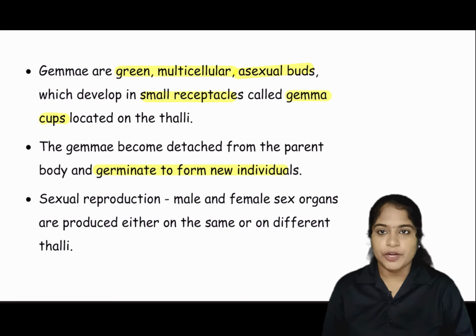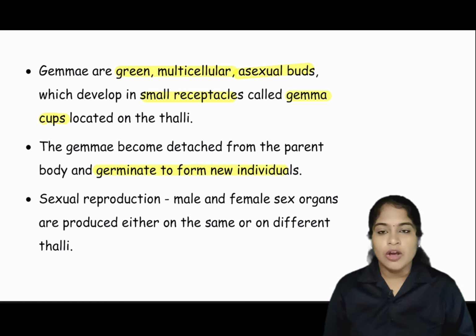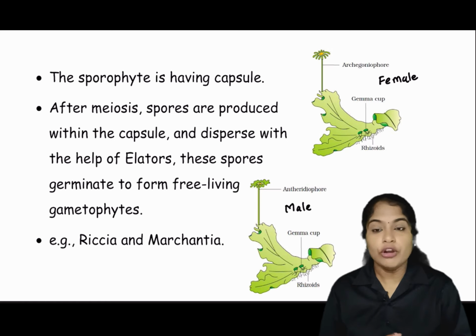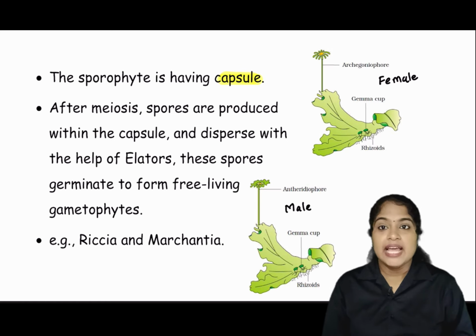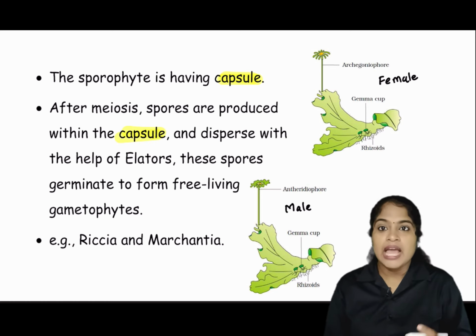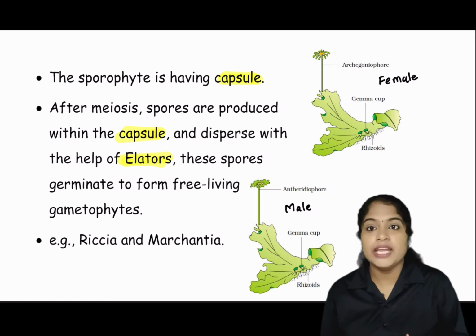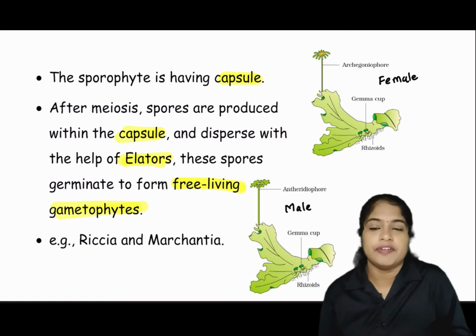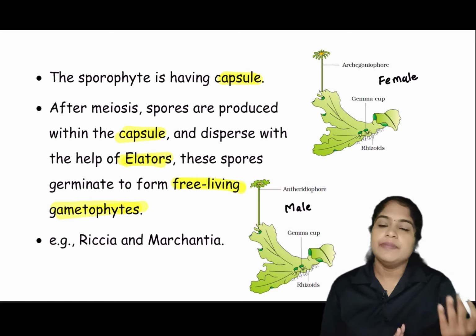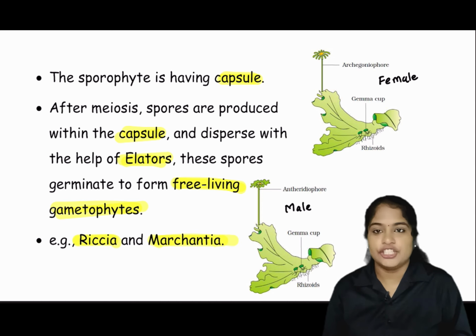Coming to sexual reproduction, male and female sex organs are produced either on the same or different thalli. The sporophytes have capsules. After meiosis, spores are produced inside the capsule and they are dispersed with the help of elaters. These spores germinate to form free-living gametophytes. So the spores will become gametophytes. Examples are Riccia and Marchantia.